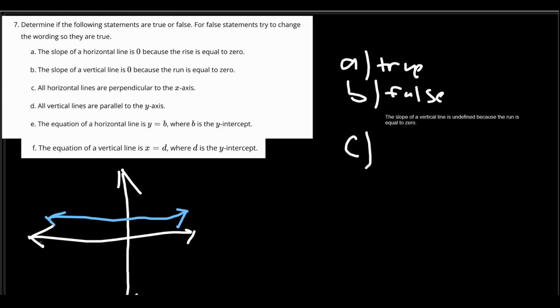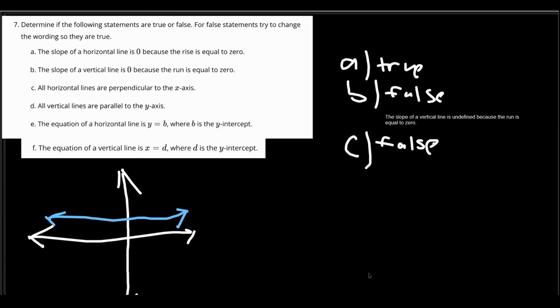And the x-axis is just y equals 0. That's just what the x-axis is. And these two are parallel. And they're parallel, so C is false. All I can write down. Oh, that's not white. Okay. False.